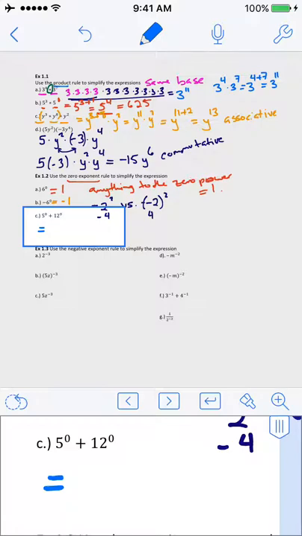Alrighty, so I hope you tried this. Remember, anything to the 0 power is 1. So 5 to the 0 is 1. 12 to the 0 is 1. Therefore, the solution is 1 plus 1, or 2.